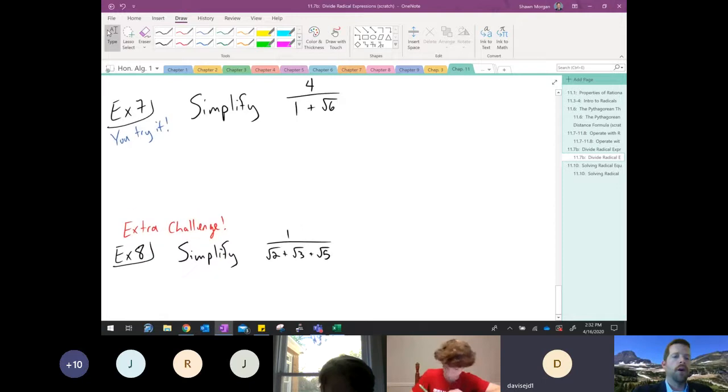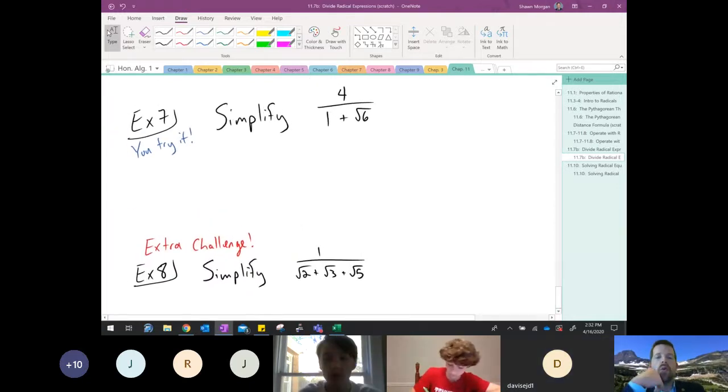Man, that's weird. Okay, it's 4 over the quantity 1 plus radical 6. So 4 over the binomial 1 plus square root of 6. And then the next one is 1 divided by, and then the denominator is a trinomial, 3 terms. So it's square root of 2 plus square root of 3 plus square root of 5. And that one will be the butt kicker right there. That one will be the challenge.